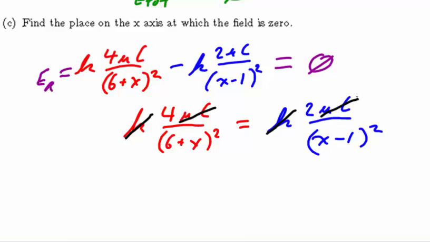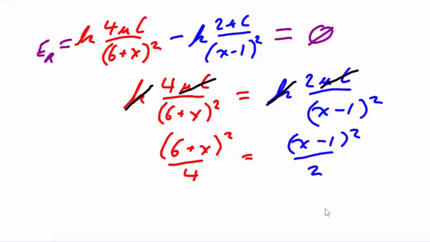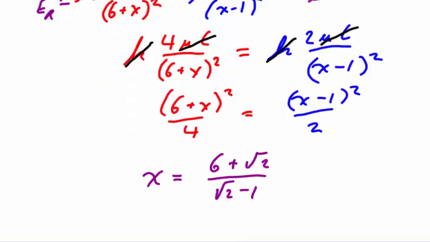For simplicity, we're going to flip the equation, both left and right of the equal sign, to yield (6 plus x) quantity squared over 4 is (x minus 1) quantity squared over 2. We can cross multiply and take the square root. Whenever you take the square root, be careful. Mathematicians will always remind you to do plus or minus. We have rigged the x minus 1 to be positive so that we don't have to do that. We can simply take a square root, and after a little bit of algebra, we'll find that x is (6 plus square root of 2) divided by (square root of 2 minus 1), which yields 17.9 meters in the positive direction.